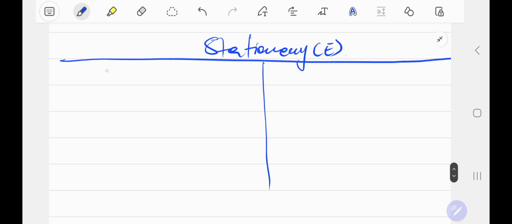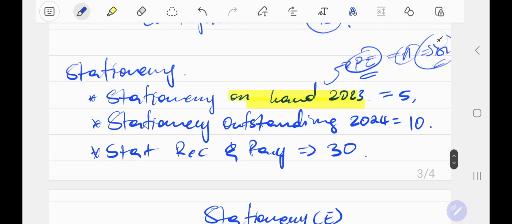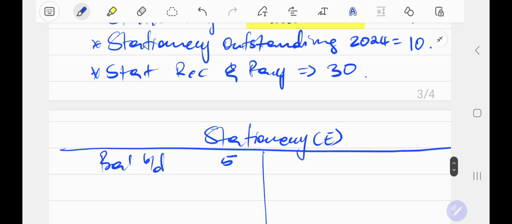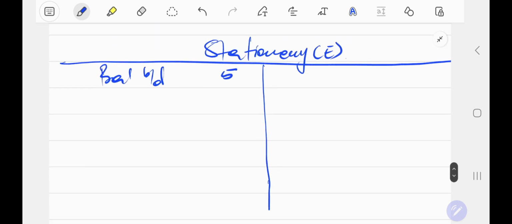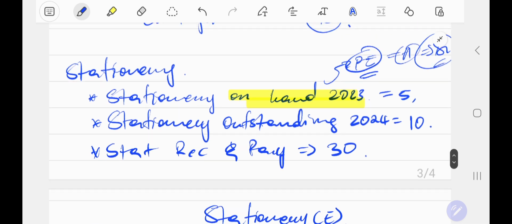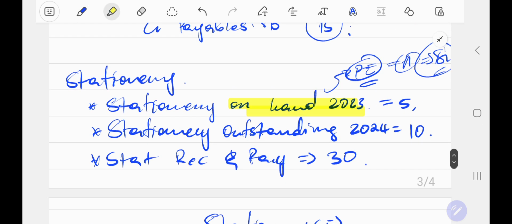So here you are going to have balance brought down of how much? Of 5 rand, right? And then what about the balance at the end of the year? The balance at the end of the year, they say you have stationery that is outstanding of 10 rand. So when you have an expense that is outstanding, it means that you are still owing. So that is accrued expense. And then accrued expense is a liability.